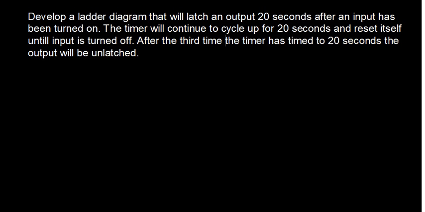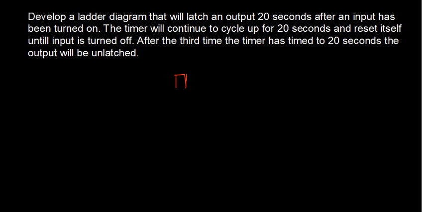After the third time, the timer has timed up to 20 seconds, the output will be unlatched. That means, how do you interpret this particular situation in terms of your timing diagram? So now, let us say you have one input signal here. Once your input signal is present, the timer will start and it will count up to 20 seconds. This is a 20-second period.